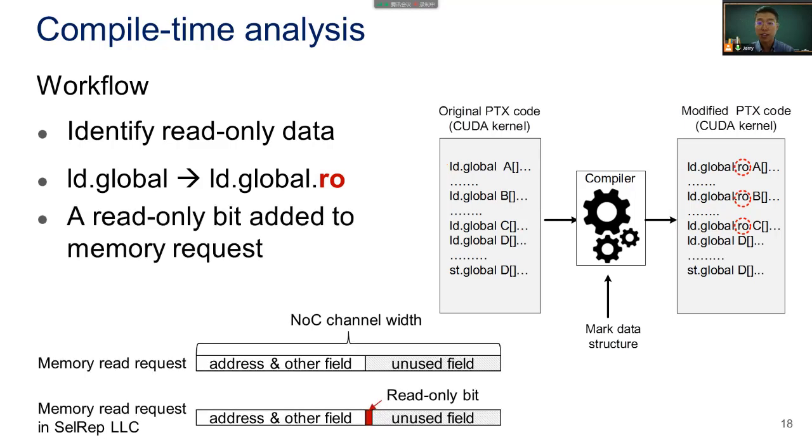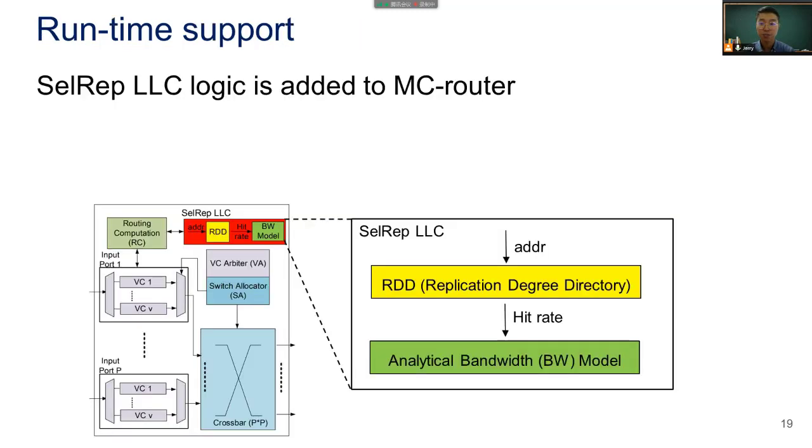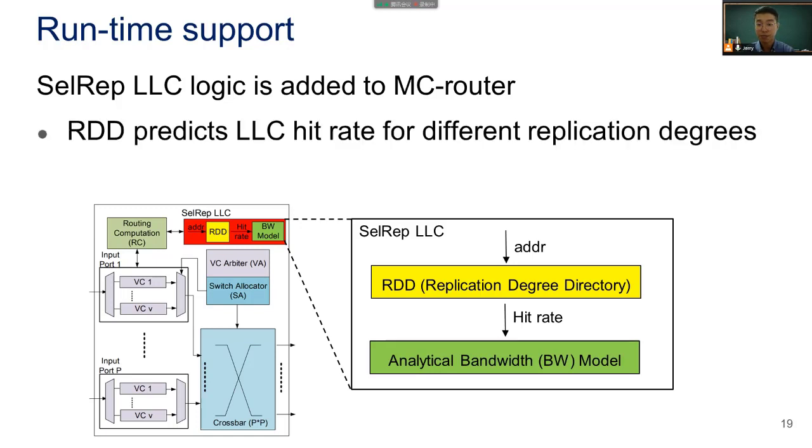To exploit this information at runtime, we add a read-only bit to the metadata of memory requests. Thus, CREP LLC identifies the read-only memory requests by inspecting this metadata bit. This extra bit doesn't add overhead because a read request only uses a few of the wires in the request, not channel links. CREP LLC can be implemented with minor modifications to the MC router.